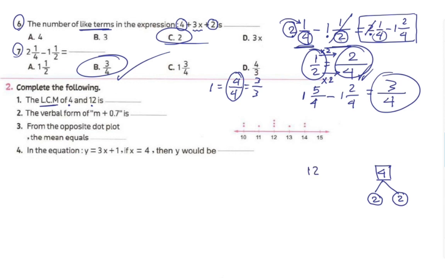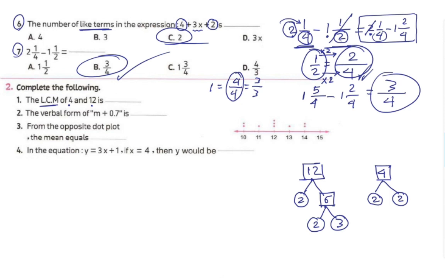The same thing for 12. 12 is composite, put it in a square. Start with 2. 2 times what equals 12? 2 times 6. So I can use 2. 2 is prime, circle it. 6 is a composite number, put it in a square. Again, factorize 6. Start with 2. 2 times what equals 6? 2 times 3. 2 is a prime, and 3 also is a prime. So we finished the prime factorization of 4 and 12.